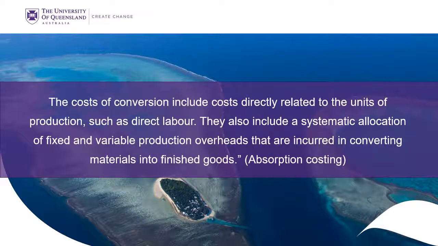The costs of conversion include the costs directly related to the units of production, such as direct labour. They also include a systematic allocation of fixed and variable production overheads that are incurred in converting materials into finished goods. So this is what we've been doing. We have been using direct materials, direct labour, and allocating our overhead to our product, our manufacturing overhead. This is also referred to as absorption costing, because we include both fixed and variable manufacturing overhead in this allocation.